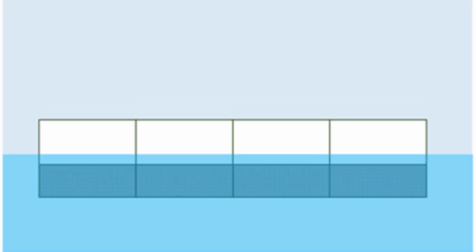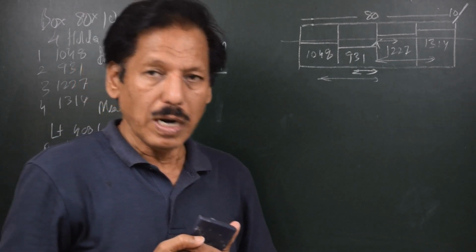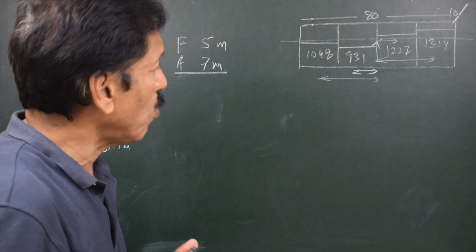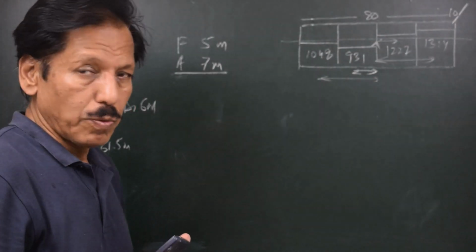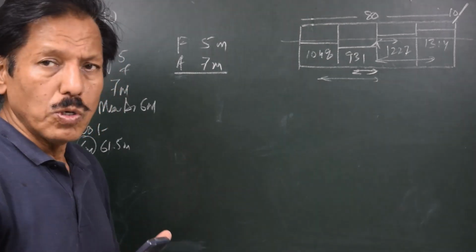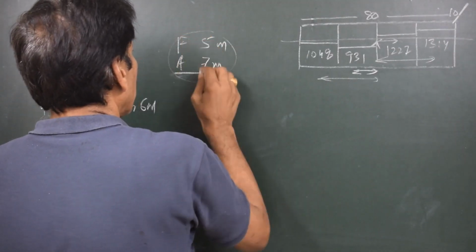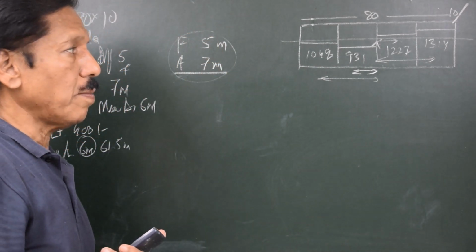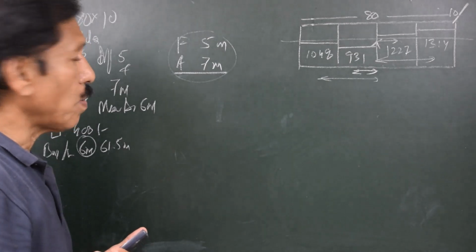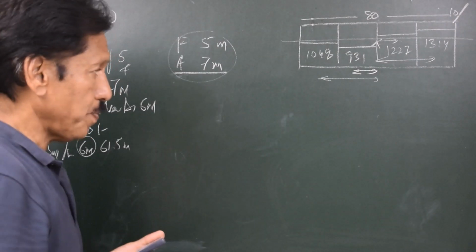Now MCTC can be found out very easily because MCTC is W times GML upon 100L. GML is approximately equal to BML, and BML for a box vessel is L square upon 12D. But we are not going into those details. We assume that the given drafts of 5 meters and 7 meters are correct. So the ship is trimmed by the stern by 2 meters, forward draft is 5 meters, aft draft is 7 meters. So this is part of the question.